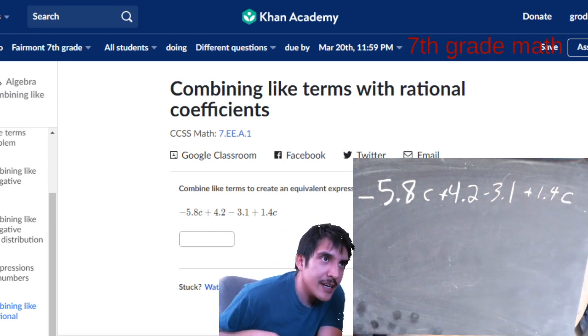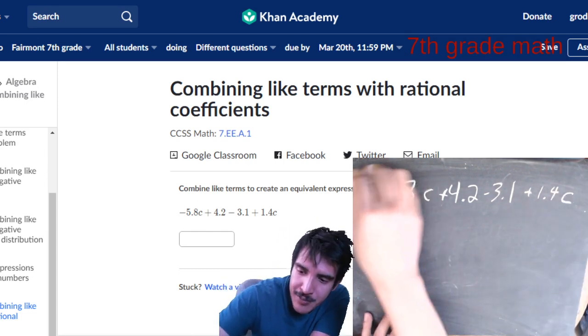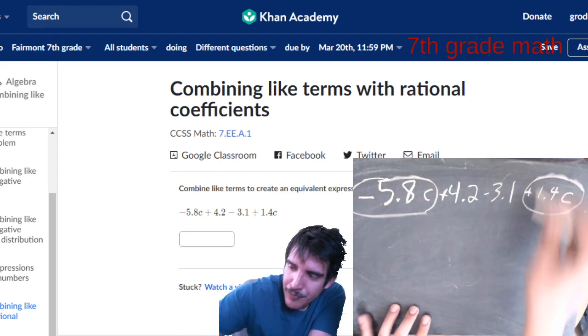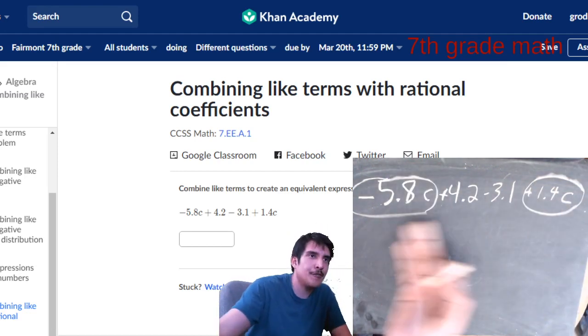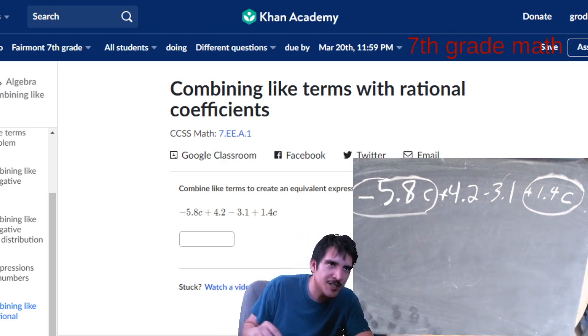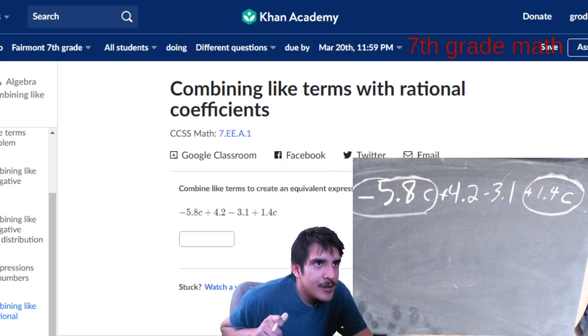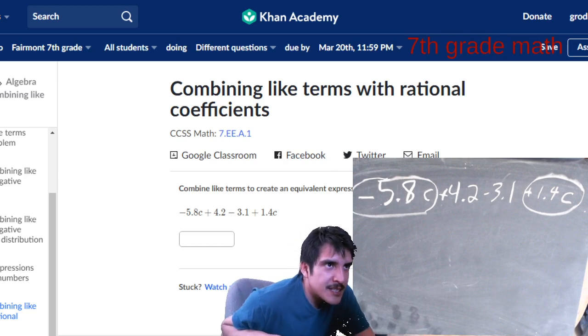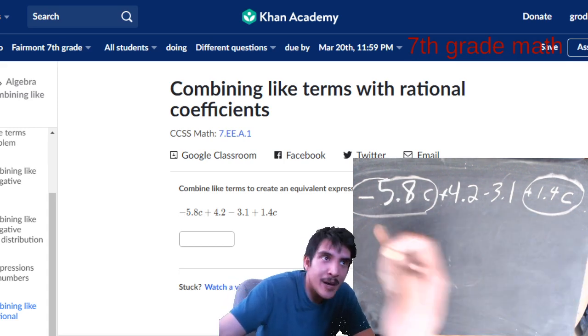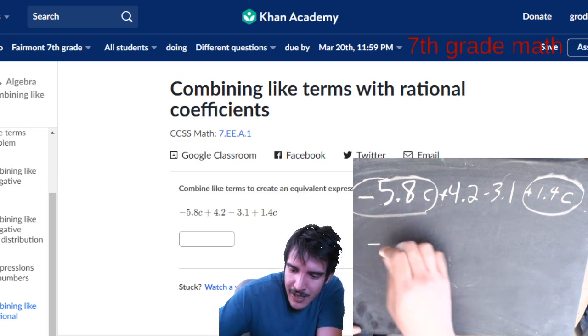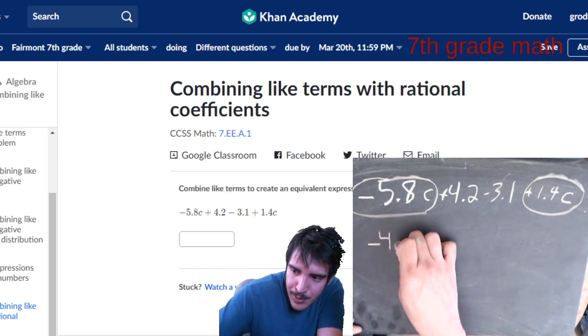Perfect. All right, let's combine the like terms. First, I'm going to circle negative 5.8c and plus 1.4c. That's a big negative plus a little positive, so we're still going to have a negative answer. Let me see if I can do this mentally. 5.8 minus 1.4 is 4.4. So if you do 1.4 minus 5.8, that's going to be negative 4.4. So negative 4.4c.